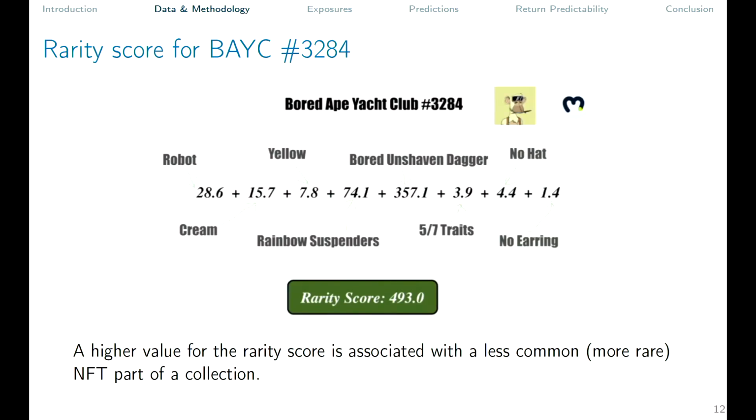All right, so this is how the scores look. So robot, cream, yellow, suspenders, unshaved dagger.